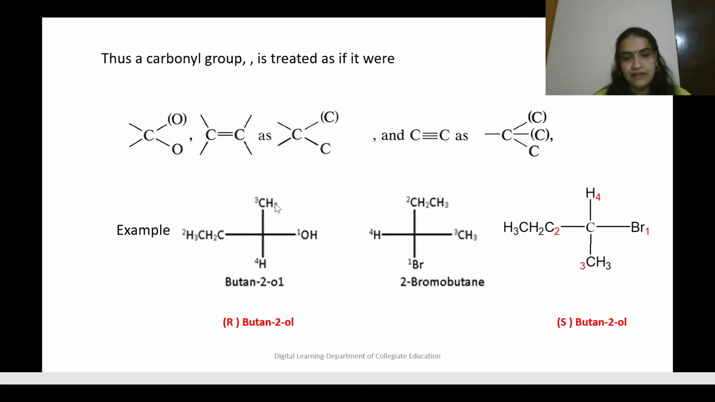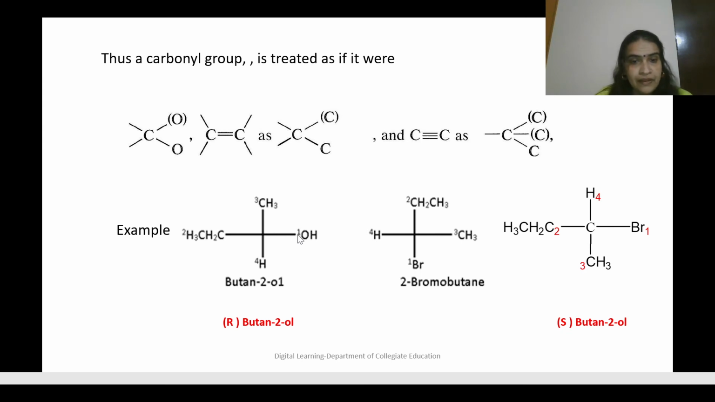We'll have an example here. Look at this molecule. This is butan-2-ol, 2-butanol. Around the chiral carbon, we have 4 groups. What are they? One is hydrogen, the other one is the hydroxyl group, then it is the methyl group, then CH2, CH3, which is the ethyl group. Now, when we give priority for all these 4 groups, which group will be getting the highest priority?